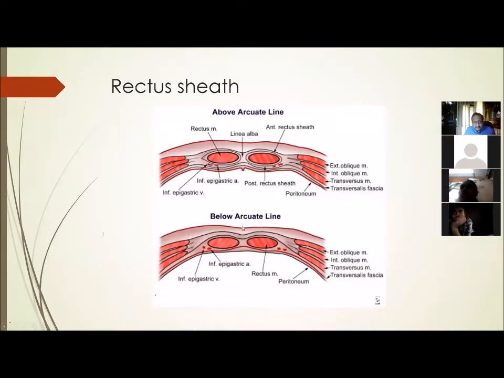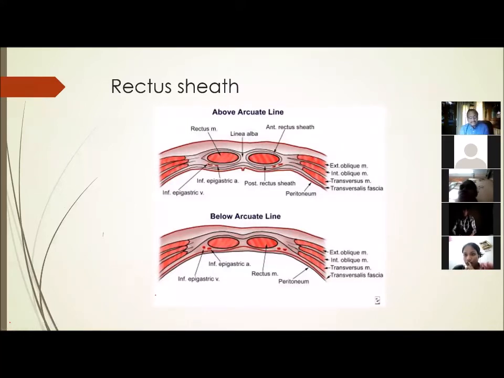Now let's go below the arcuate line. What's happening out here? There's no posterior sheath. So here you've got what? The transversalis fascia, and you've got the posterior part of the rectus abdominis belly. So the vessels are lying out here. That's what I said. This is the area where the dissection is there when you're doing a laparoscopic procedure.